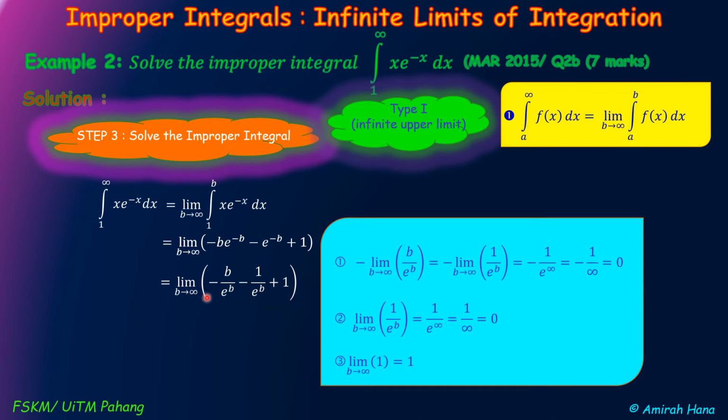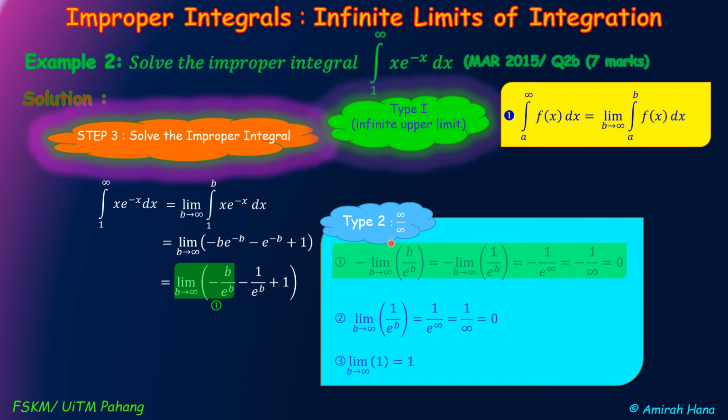And from here, we can evaluate the limit one by one. Number 1, we evaluate the limit b to infinity of b over e to the power of b. For number 1 here, after we use direct substitution, we substitute infinity into b here, and we will get infinity over infinity, which is a type 2 indeterminate form.